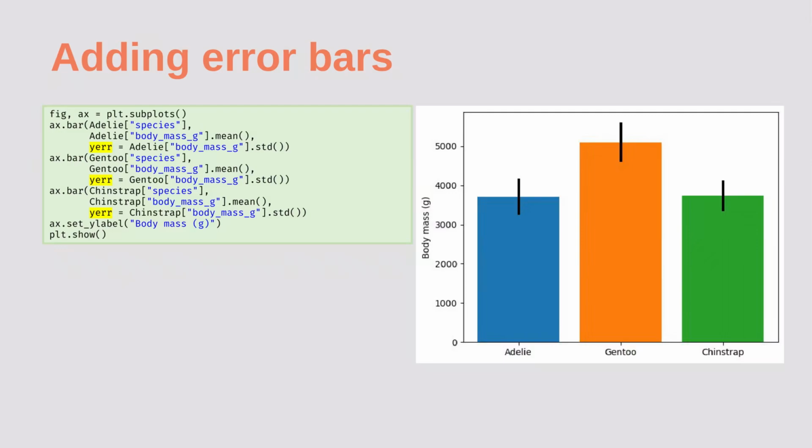Error bars are extra markers on a chart that give us insight into the spread or variability of the data. While histograms show the full distributions, error bars summarize that distribution using a single number, like the standard deviation. Let's add error bars to the bar chart. Each call to the bar method takes two arguments, x and y. X defines the species and y defines the mean body mass of the penguins. We then use the yerr keyword argument to set the error bar. To this argument, we pass in the standard deviation of the body mass column, which is shown as a vertical line on top of the bar.